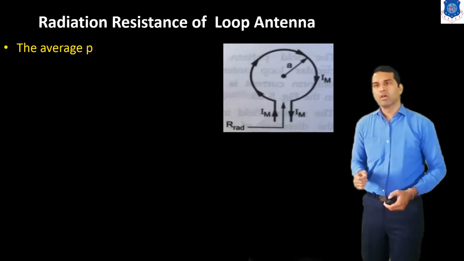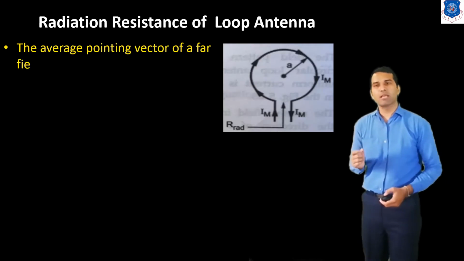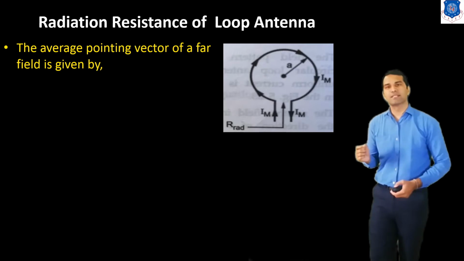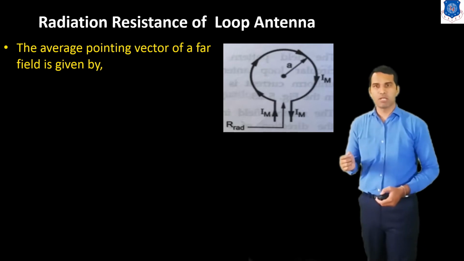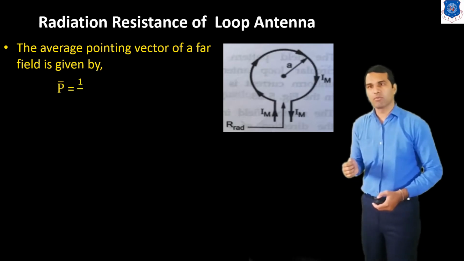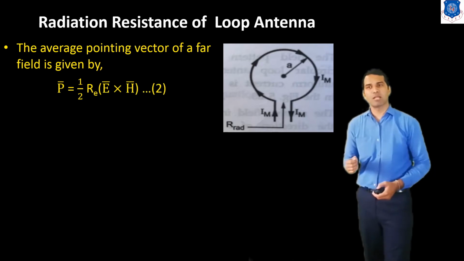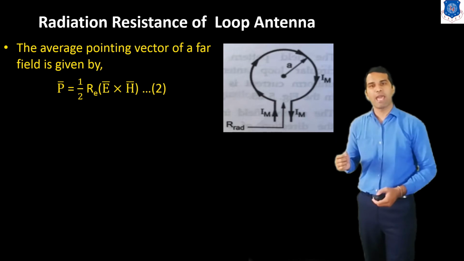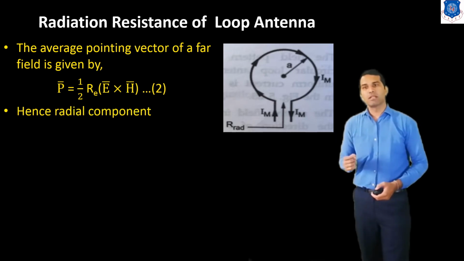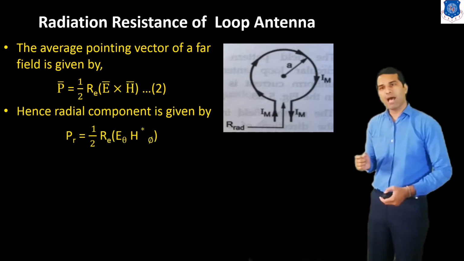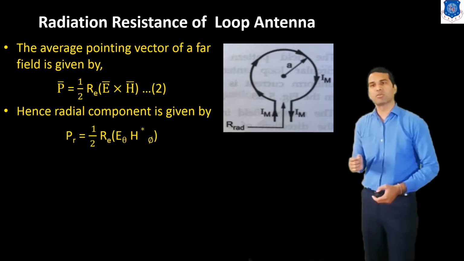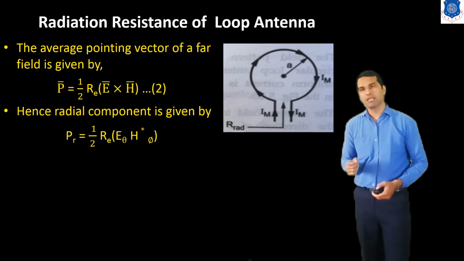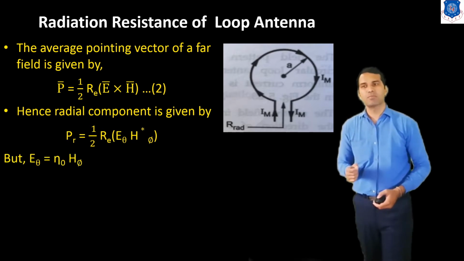Now the average Poynting vector of the far field is given by, we know what the Poynting vector is, P is equal to 1 by 2 real part of E cross H. Hence, the radiation component, that means the power radiated PR, is equal to 1 by 2 real part of E theta into H phi.